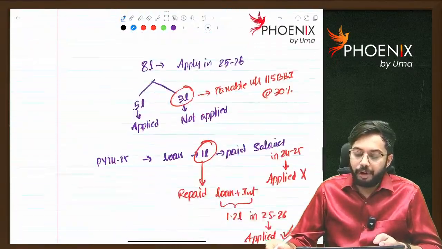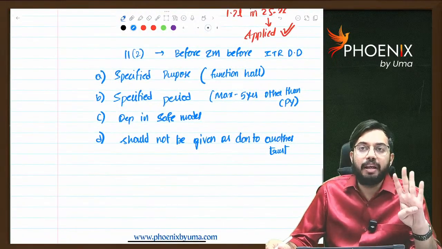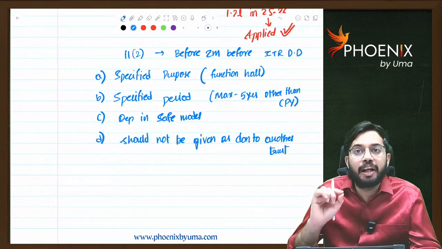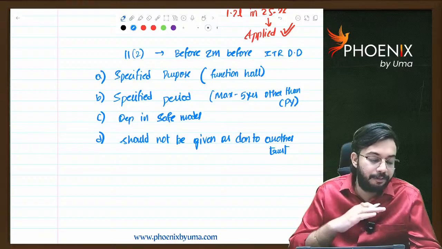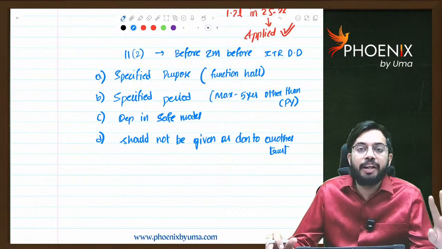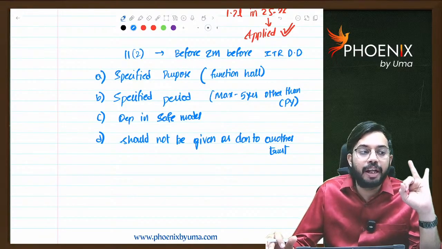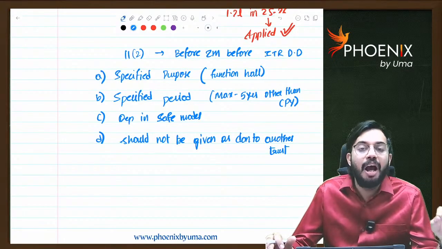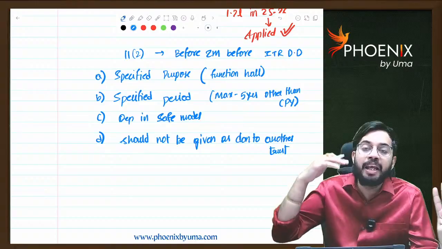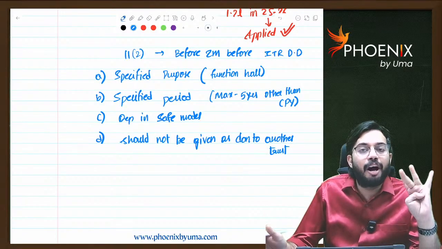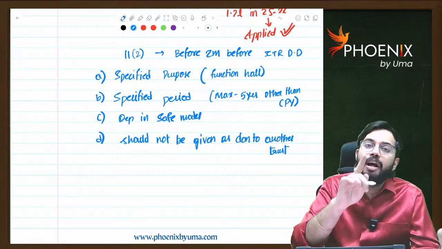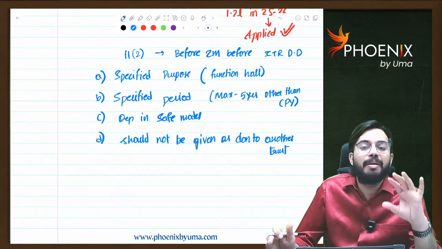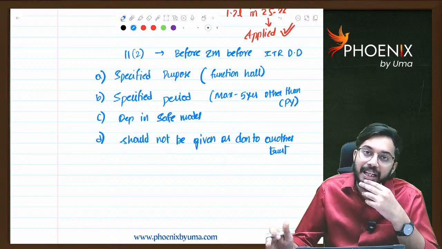So yeah, four conditions. If you want to accumulate money for a specific purpose, there are four conditions. You should give a declaration to the assessing officer 2 months before the ITR due date. In that declaration, you should state the specific purpose, the specific period, you should deposit that money in a safe mode, and you should not use that money for any donation to any other trust. If all these four conditions are satisfied, and you have given the declaration to the income tax authority 2 months before, then whatever amount you have accumulated, you can claim as deduction.